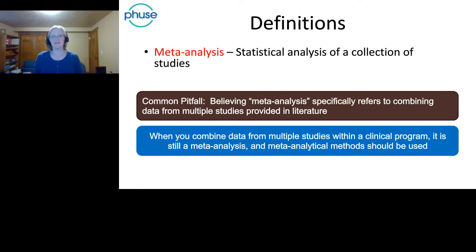So a meta-analysis is a statistical analysis of a collection of studies. And we do need to use meta-analytical methods when combining results from clinical studies. It is a very common pitfall that some people believe the term meta-analysis is really meant for when you're combining data from different studies across the literature. Not everybody understands that when you're combining different studies from a clinical trial program, that is also a meta-analysis, and you need to use meta-analytical methods.